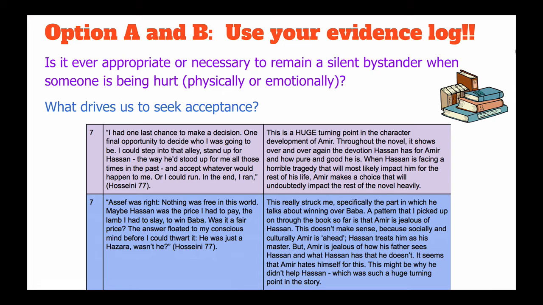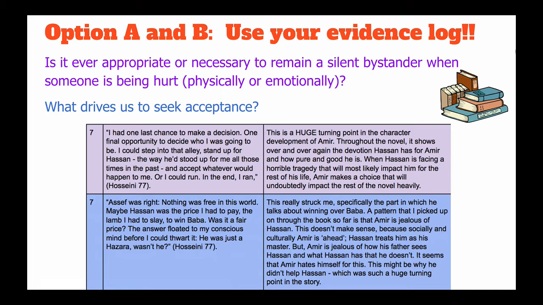So on this slide, I've provided 2 of the prompts, and I've color-coded them because one thing that you can do is to consider color-coding your evidence log. So for example, if you're thinking about using the "is it ever appropriate or necessary to remain a silent bystander" prompt, you could highlight that prompt in purple and then go through your evidence log, and every piece of evidence that you find in there that relates to that prompt, you can color code in purple.